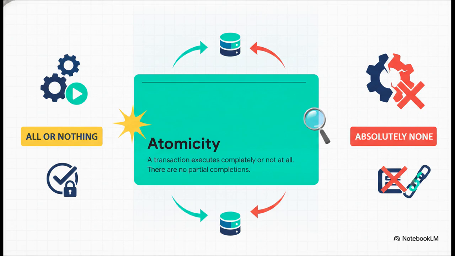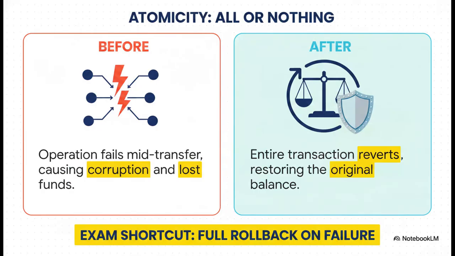There is no halfway. Just contrast that disaster of missing funds with the safety net of a full rollback. Think about it. If we deduct that $200 from account A, but the credit to account B fails because of some random network glitch, atomicity kicks in. The entire transaction rolls back. It undoes the debit and restores account A to its original balance. It's an absolute guarantee that we never suffer from data-corrupting partial updates.